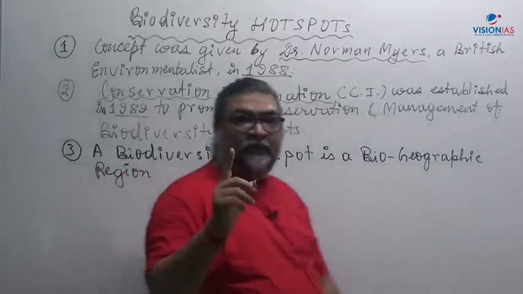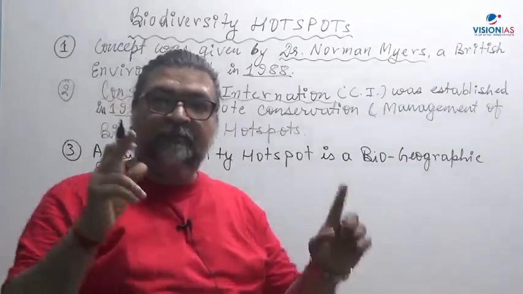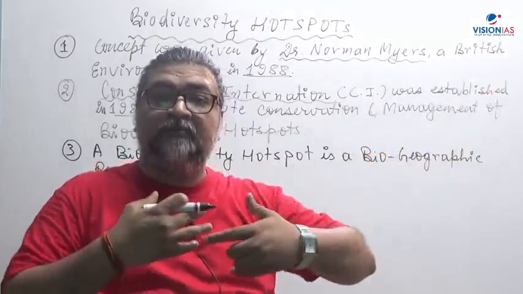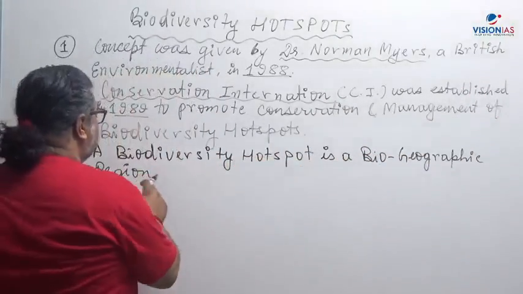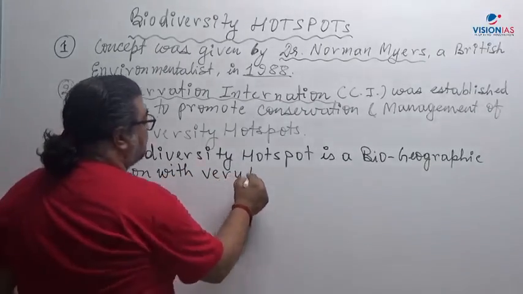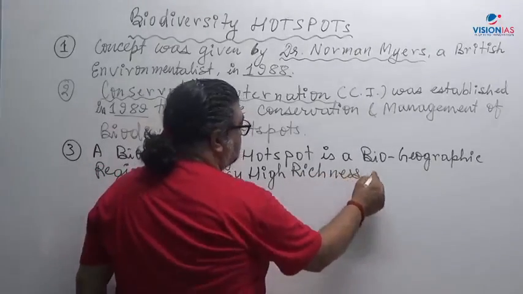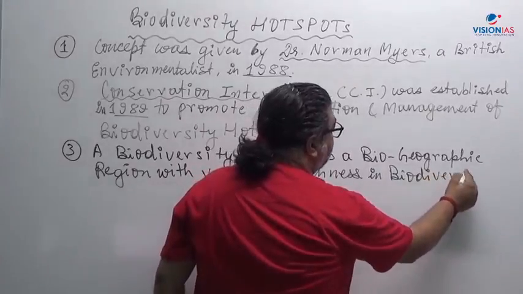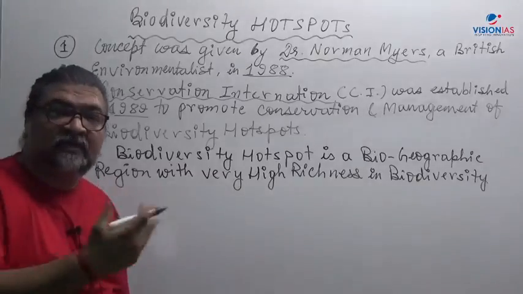It may be a large area, a large landscape, which may be part of one country or maybe more than one country. It can be a large geographical area. What I've mentioned is a biogeographic area. Biologically and geographically, it is important. So a biogeographic region with very high richness in biodiversity. That means in terms of animals and plants, fauna and flora found there, the richness of biodiversity is very high. More species are found there, right?